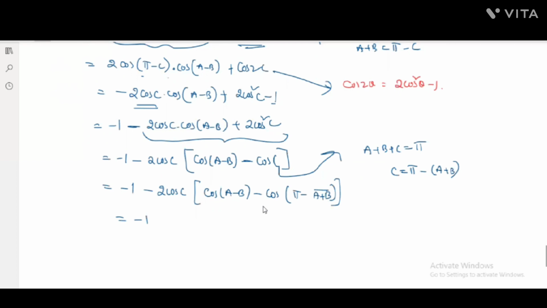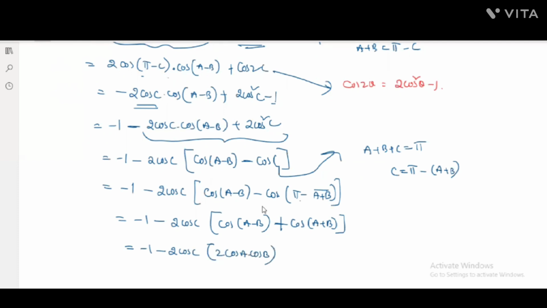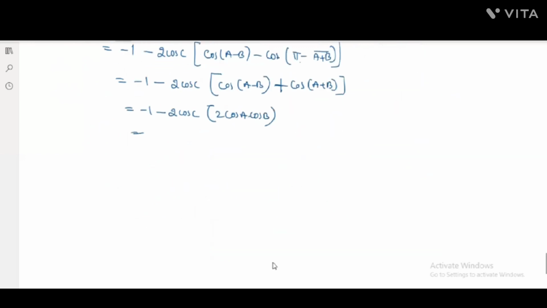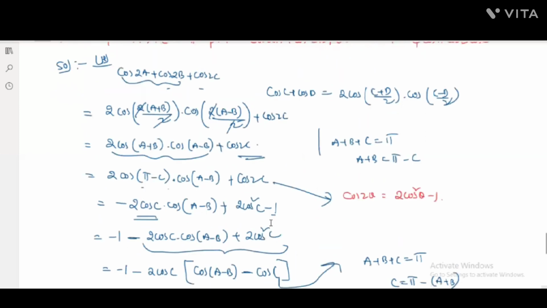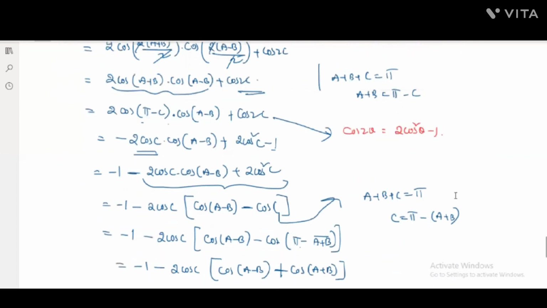So this is equal to minus 1 minus 2 cos c into cos of (a minus b). Minus cos (180 minus theta) is minus cos theta, so it will become plus cos of (a plus b). This is equal to minus 1 minus 2 cos c into [cos (a plus b) plus cos (a minus b)], which is 2 cos a cos b. So from here we'll get minus 1 minus 4 cos a cos b cos c. I think we have to prove this one only here: minus 1 minus 4 cos a cos b cos c.